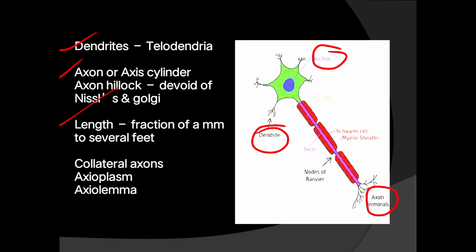Length may be a fraction of 2 millimeters, which we can see here, and it may be several feet long. Then collateral axon, axoplasm or axolemma, and the Schwann cell, that is, the myelin sheath forming. This is the nodes of Ranvier.